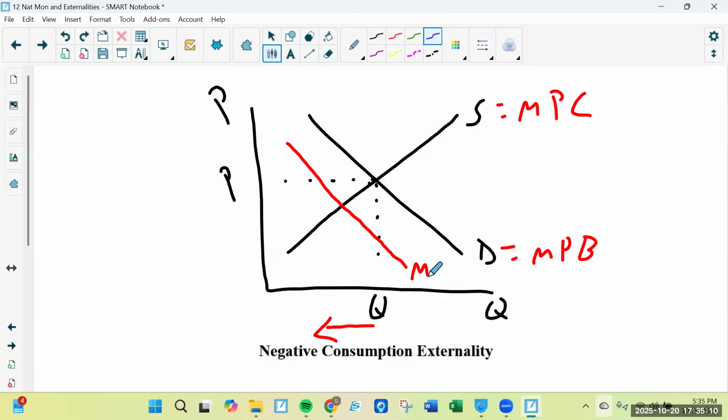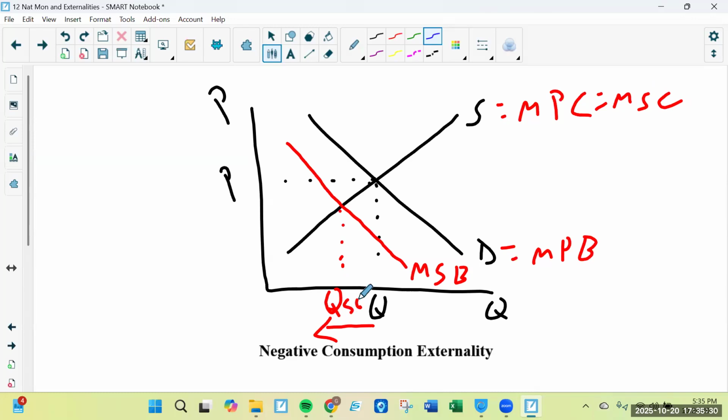Okay, this becomes the marginal social benefit, right? You can't be social by yourself, so this one now becomes the marginal social cost. Where is this market going to, where would we like this market to clear? We would like this market to clear right here at this socially optimal quantity, right?